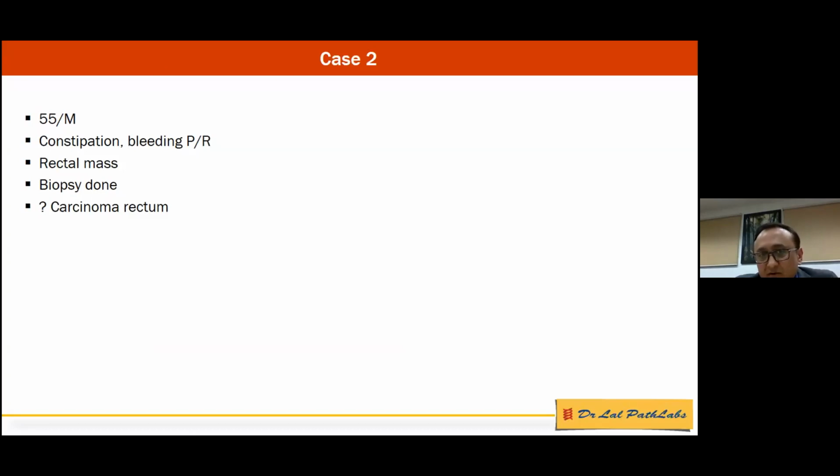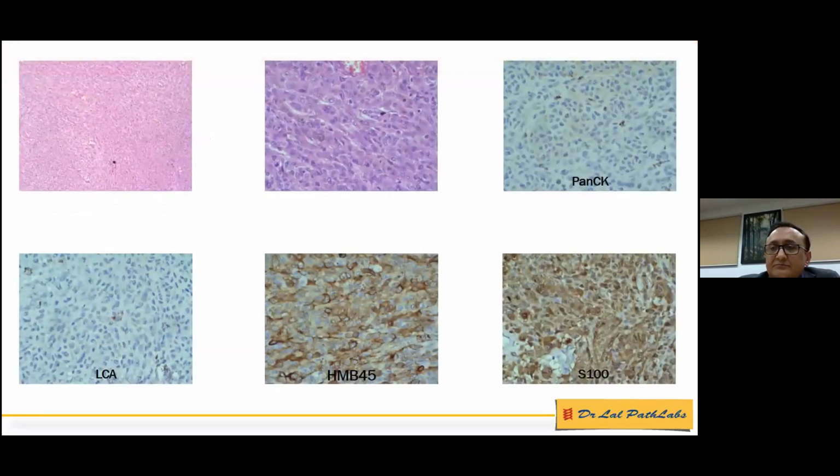Now, we have discussed the stepwise approach. Now I would talk about a few more cases, just to show how IHC helps us in arriving at a diagnosis in carcinoma of unknown primary. This was a 55-year-old male. Constipation and bleeding per rectum were the symptoms. There was a rectal mass for which the biopsy was done. So we did IHC apart from other markers. Pancytokeratin and LCA were negative.